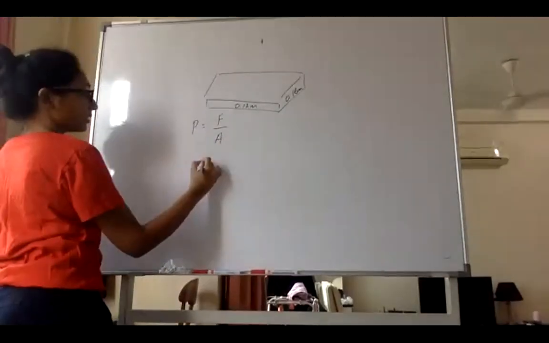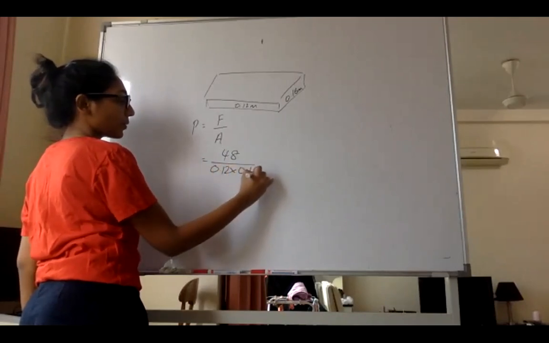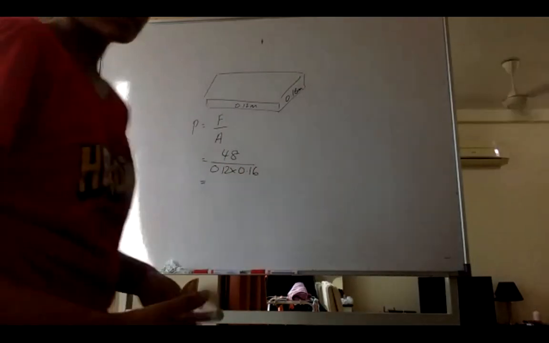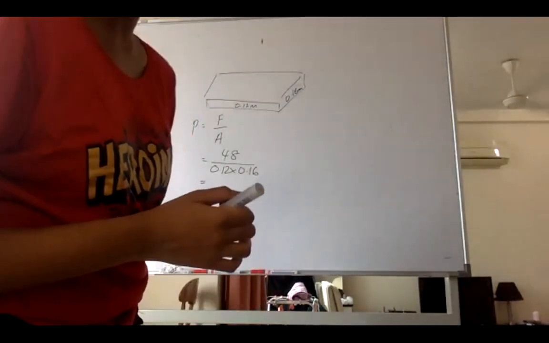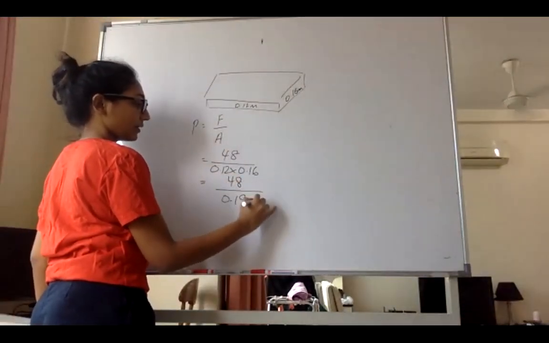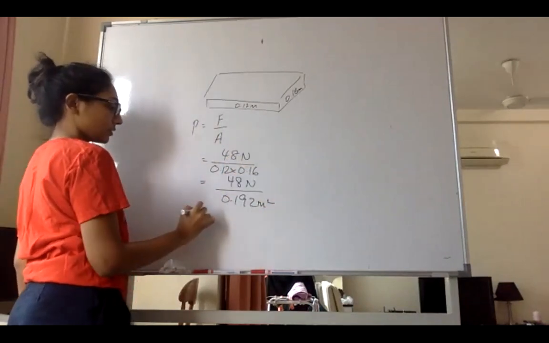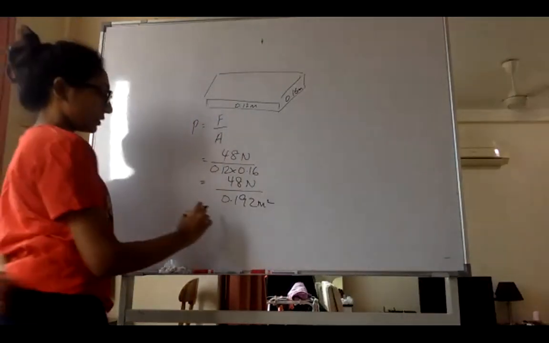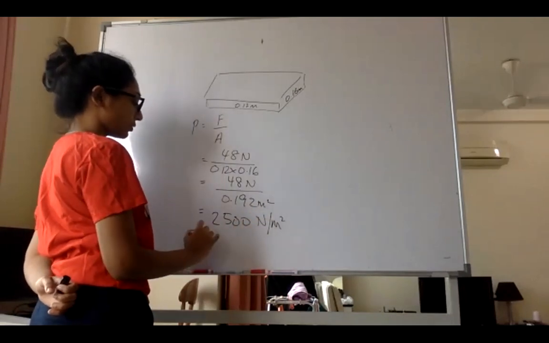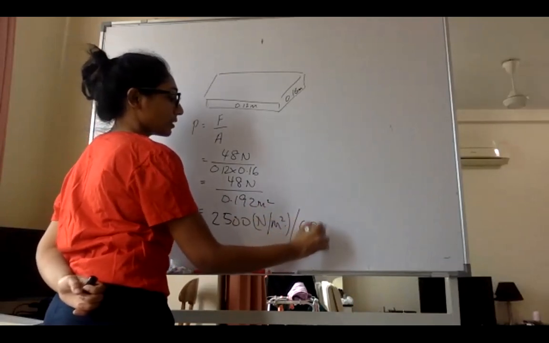So 48 divided by 0.12 times 0.16. What do I get? 0.0192. And then 2500. So 2500 Newton per meter square, or you can also write it as Pascal.